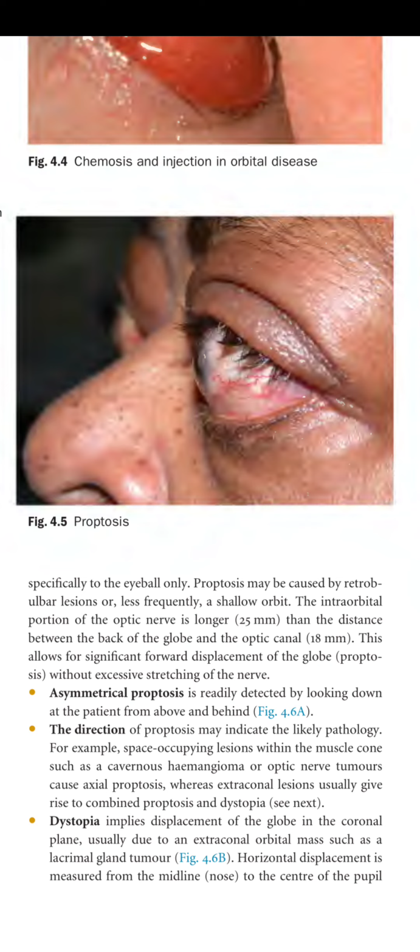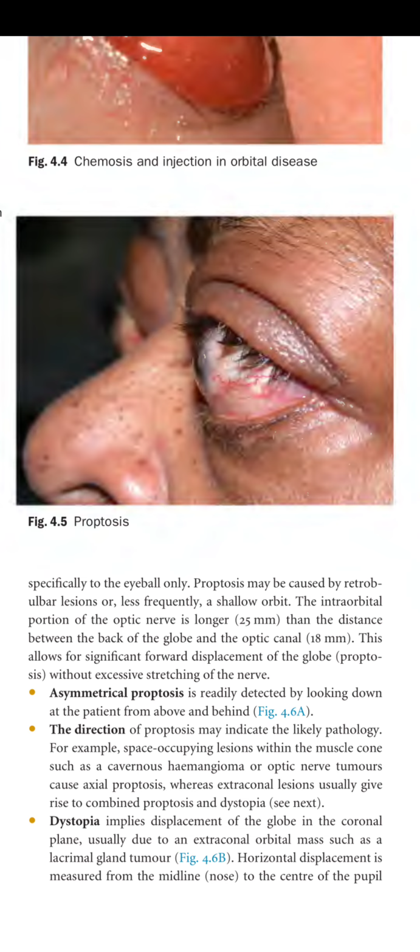Dystopia implies the displacement of the globe in the coronal plane, usually due to an extraconal orbital mass such as lacrimal gland tumor. So whenever there is a lesion or a mass that is extraconal, there will be the dystopia, meaning the displacement of the globe in some direction. It is not usually straight, it will have some direction.